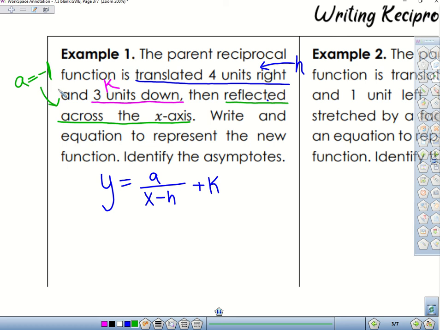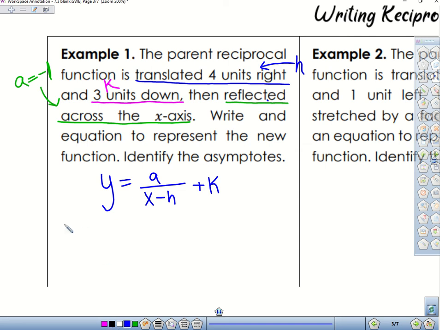Now in this case it's going to be -1, and the reason we know it's -1 and not negative some other number is because they didn't mention anything else about a compression or a stretch in the vertical direction, so therefore my a value is 1, we simply make it negative. So that just tells you that your a value becomes negative, it doesn't change the actual value itself. Does that make sense? Okay, so write the equation to represent the new function, identify the asymptote.